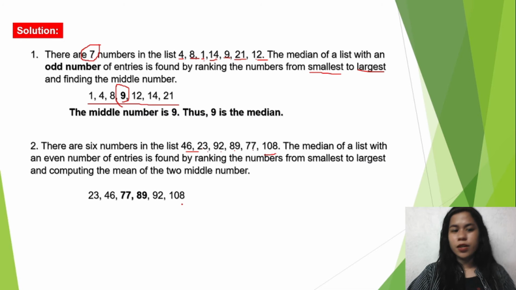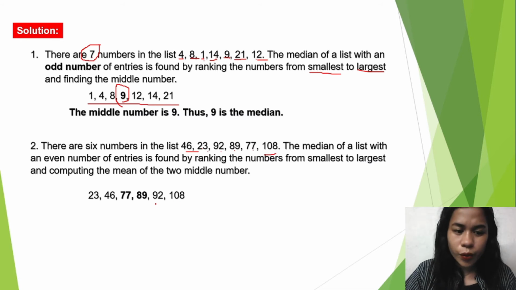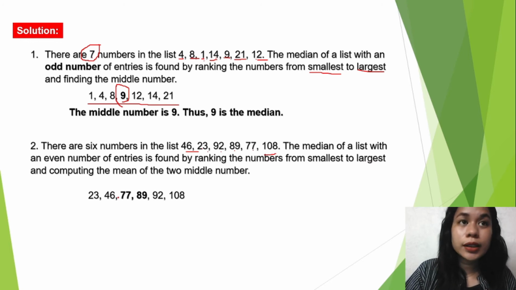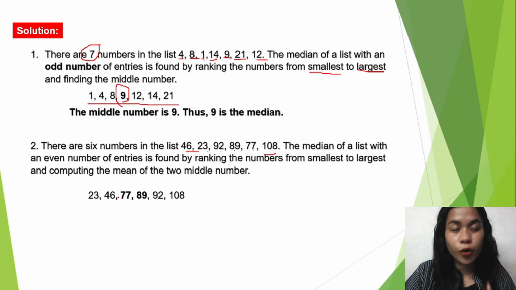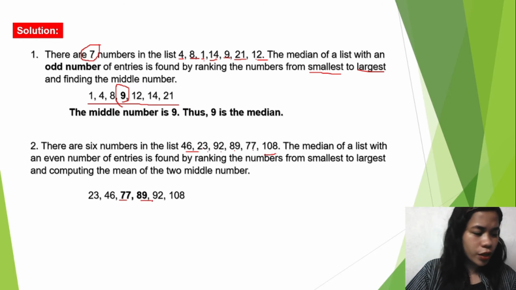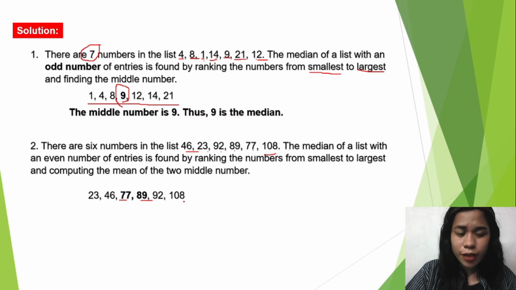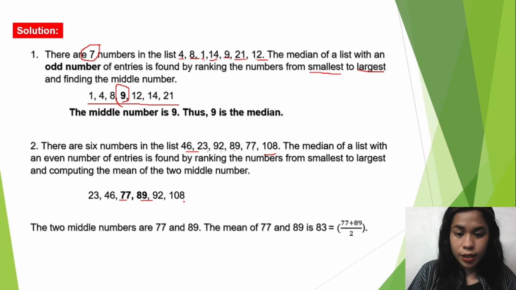So since there are 6 numbers, we get the 2 middle numbers and we compute the mean of the 2 middle numbers, or we simply add the 2 numbers and divide it by 2. So 77 plus 89 is 166. Then divided by 2, we have 83.